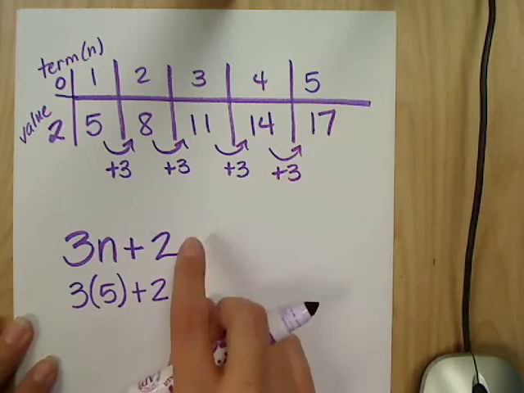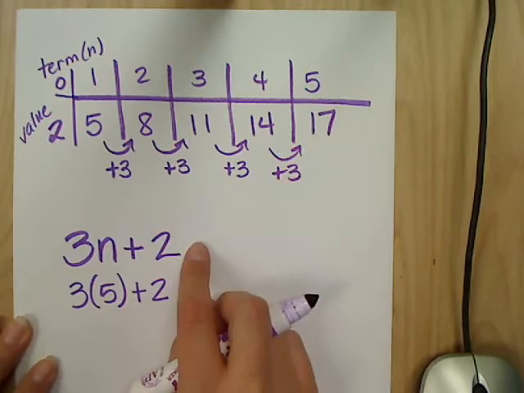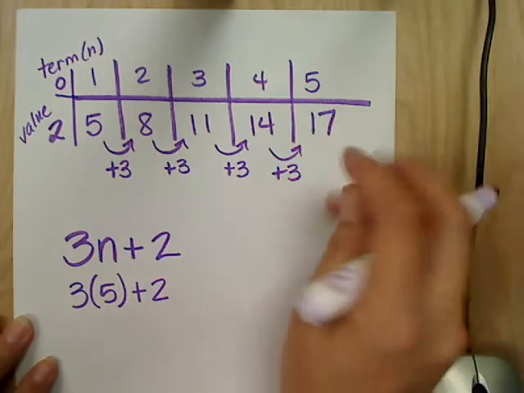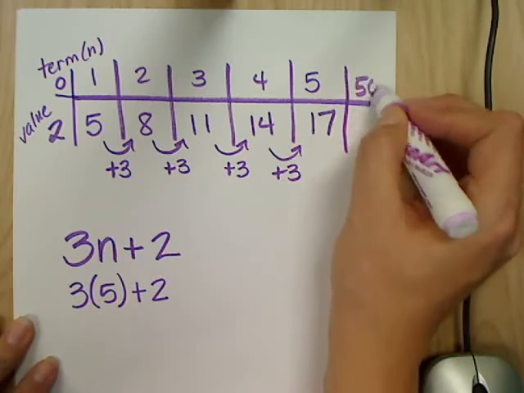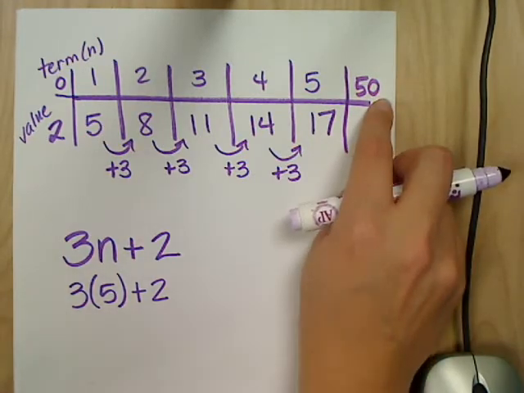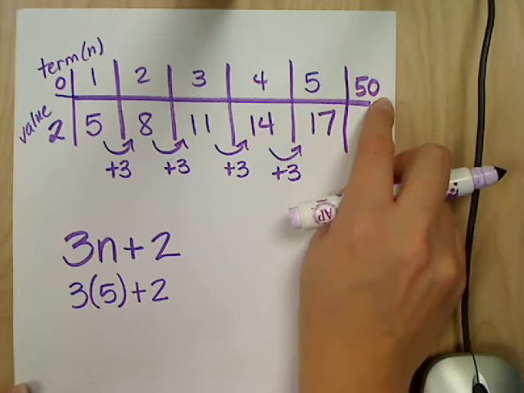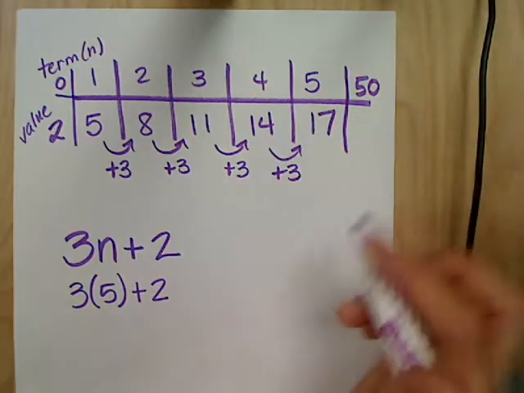Now, the reason why we want the rule is because you'll be asked, what's the 50th term? Oh, man. So rather than adding 3 for hours and hours, let's find the 50th term. Bobby, do you know how to find that 50th term? Yeah, what am I going to multiply?